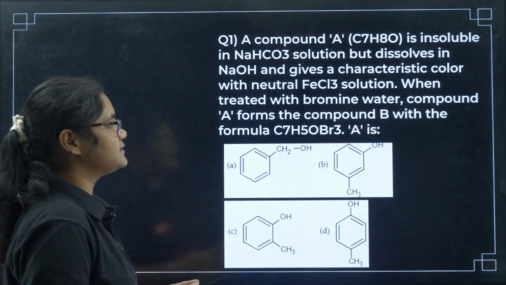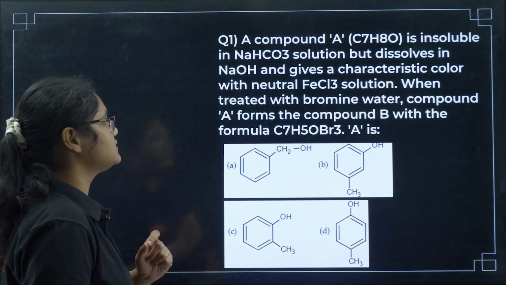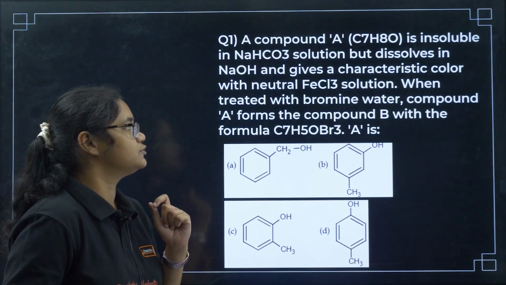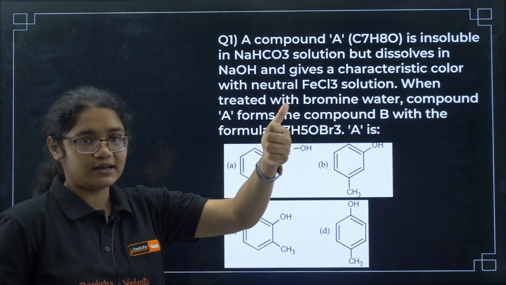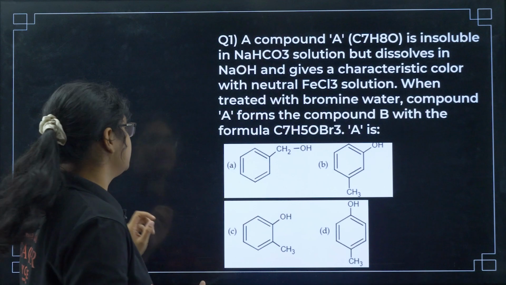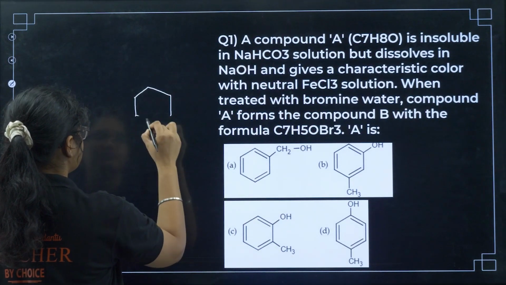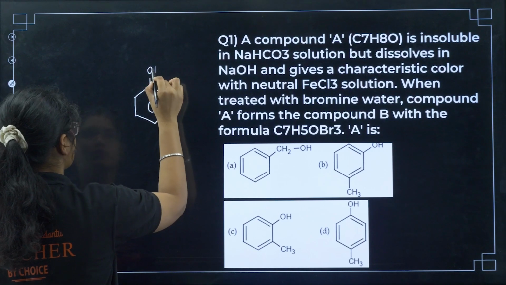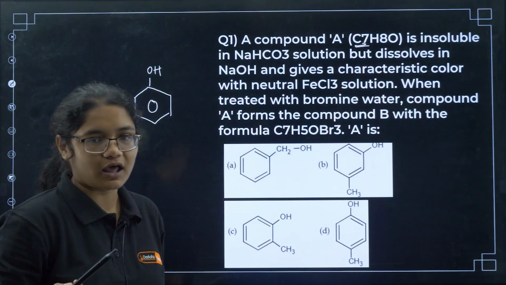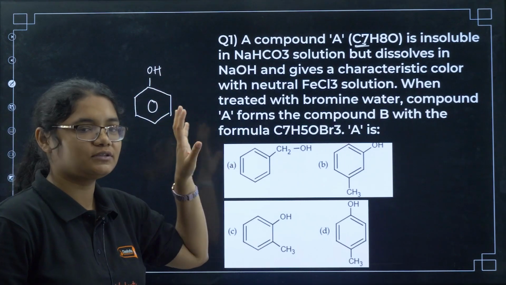A compound A, C7H8O, is insoluble in NaHCO3 solution but dissolves in NaOH and gives a characteristic color with neutral FeCl3 solution. When it says that it dissolves in NaOH and gives a characteristic with neutral FeCl3, these two hints indicate that it must be a phenol group. First of all there has to be a phenol group. Now the compound has C7, that means there is one more carbon and basically it has to be the methyl group. So one more methyl group is attached to this phenol ring.